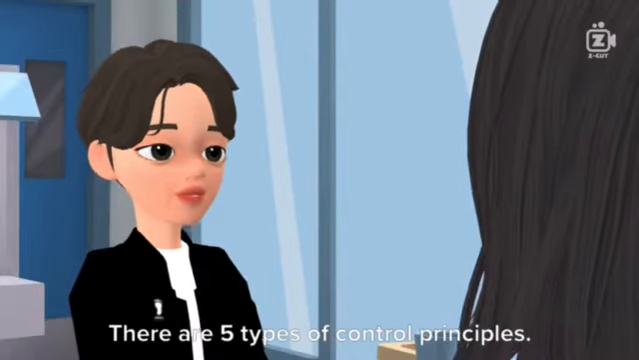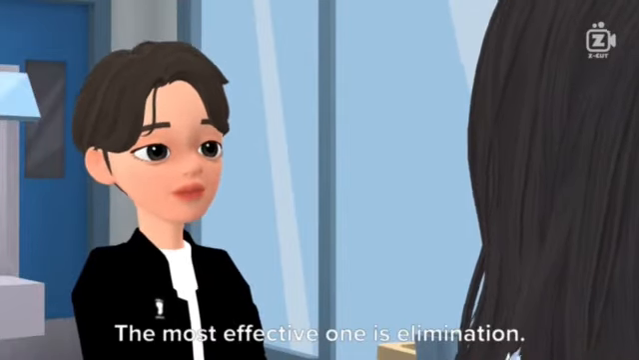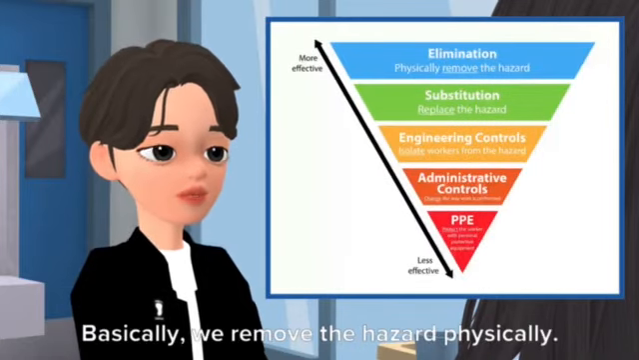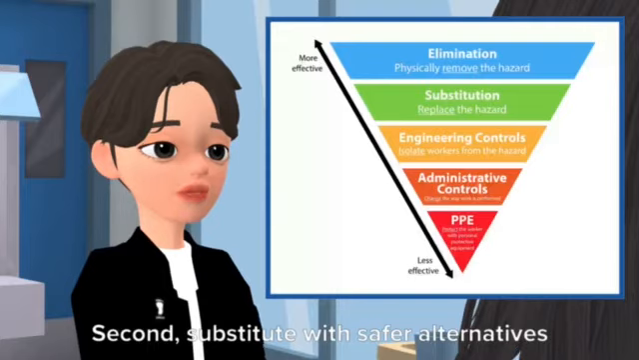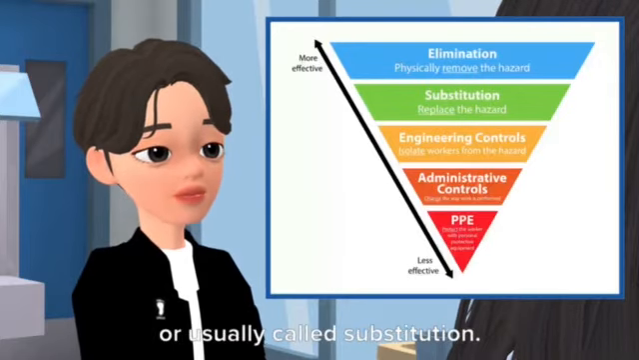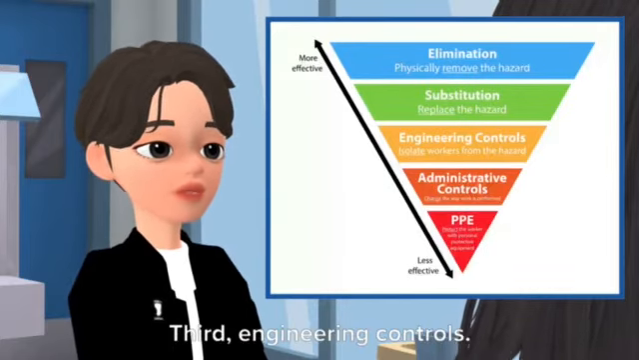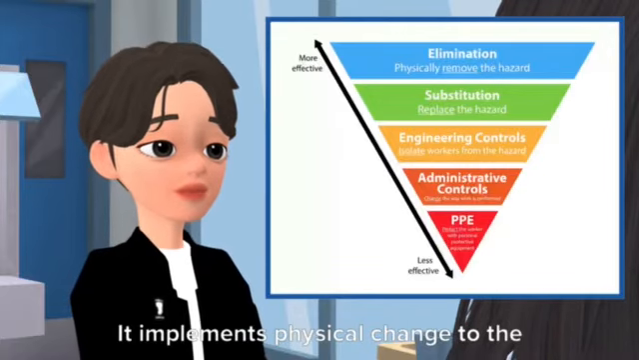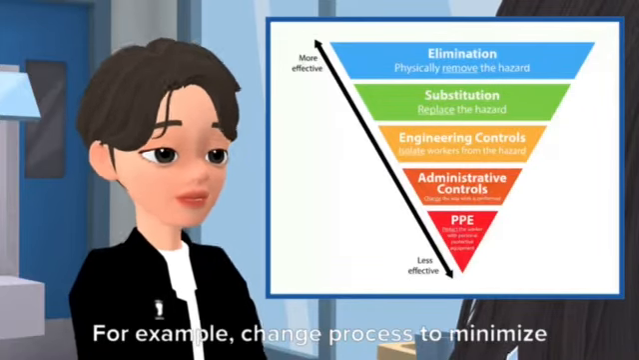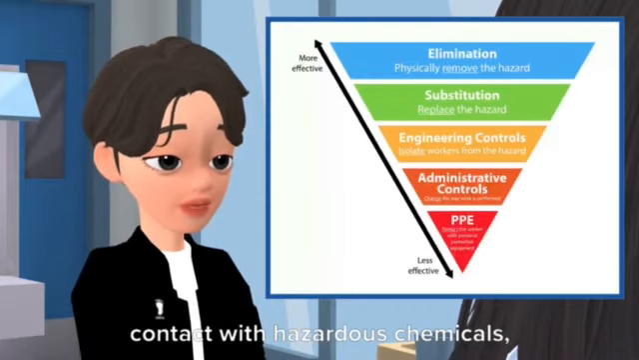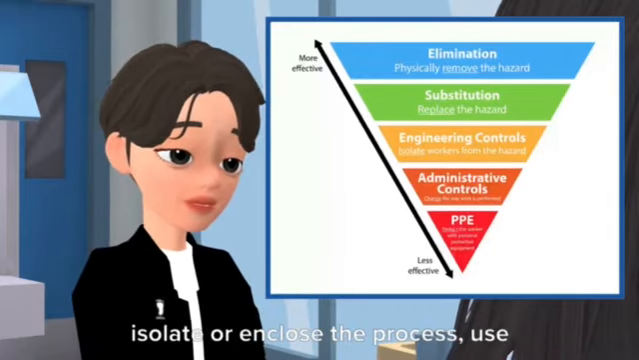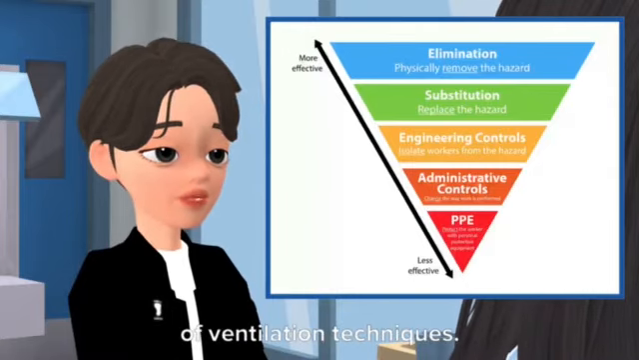There are 5 types of control principles. The most effective one is elimination. Basically, we remove the hazard physically. Second, substitute with safer alternatives, usually called substitution. Third, engineering controls. It implements physical change to the workplace. For example, change the process to minimize contact with hazardous chemicals, isolate or enclose the process, and use ventilation techniques.